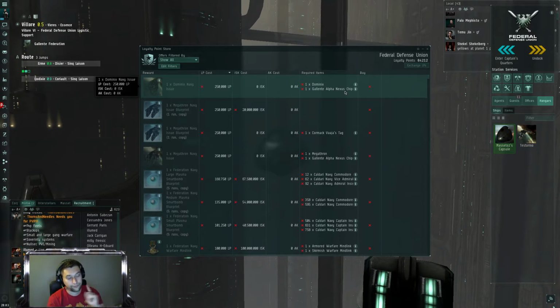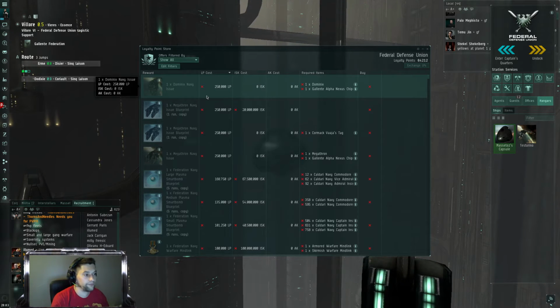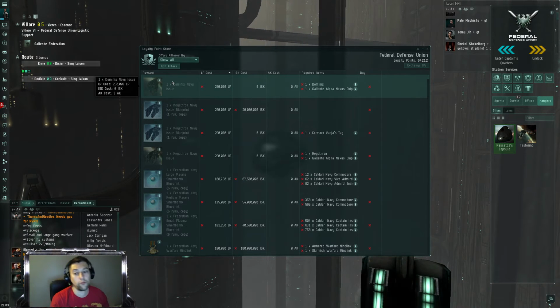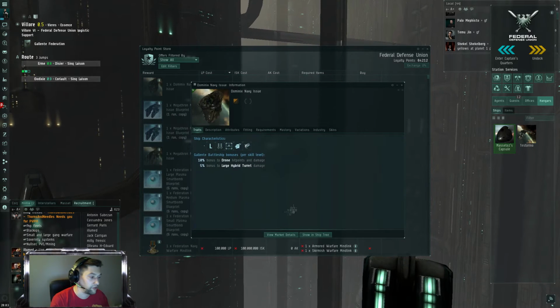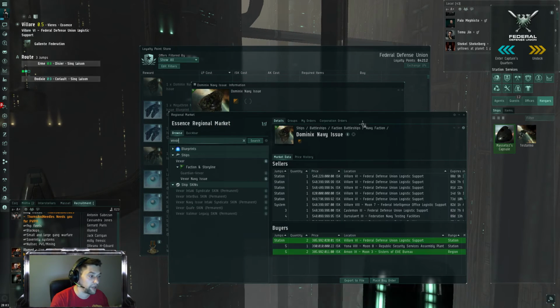So first we want to see information. Open a new tab, open view market details.